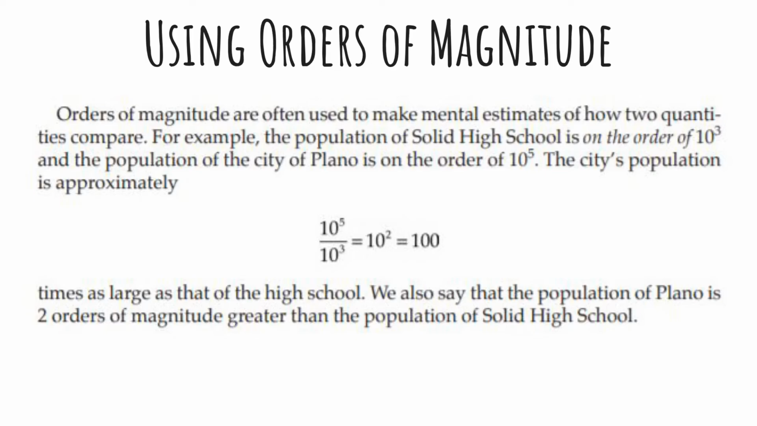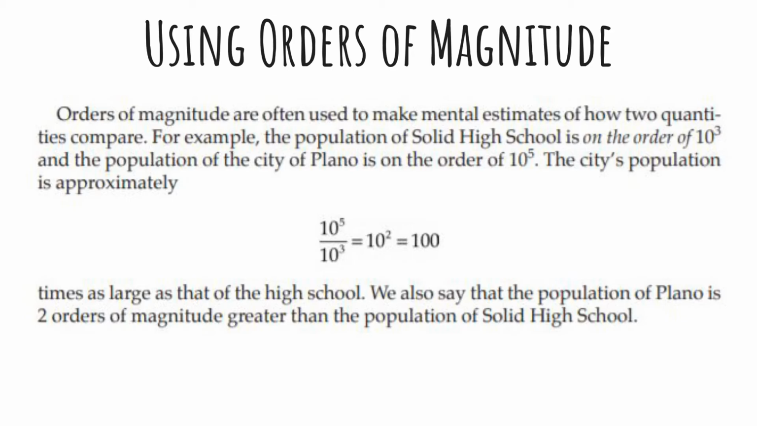The orders of magnitude are often used to make mental estimates of how two quantities compare. For example, the population of Solid High School is on the order of 10 to the third power, and the population of the city of Plano is on the order of 10 to the fifth power. So the city's population is approximately, you would divide 10 to the fifth divided by 10 to the third, which equals 10 to the second, which is equal to 100, and so it's 100 times as large as that of the high school. We also say that the population of Plano is 2 orders of magnitude greater than the population of Solid High School.